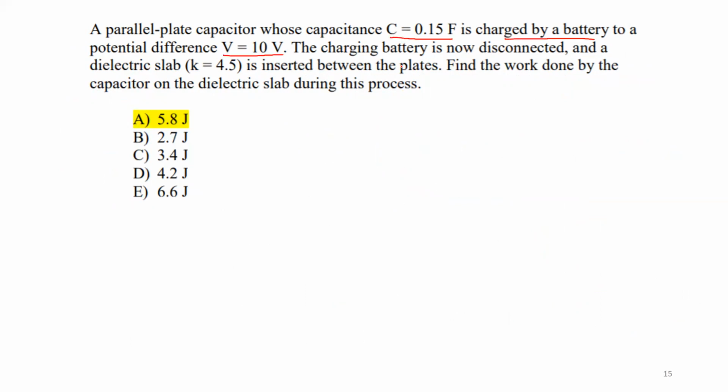Next, a parallel plate capacitor whose capacitance is this is charged by a battery to this potential difference. And then the charging battery is now disconnected. And I give you the dielectric slab constant. And it's inserted between the plates fully, of course. Okay, it occupies the full space between them. Find the work done by the capacitor on the dielectric slab during this process.